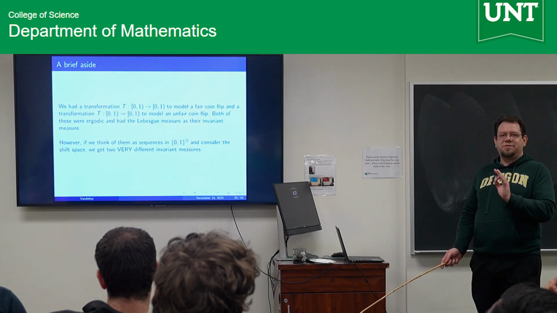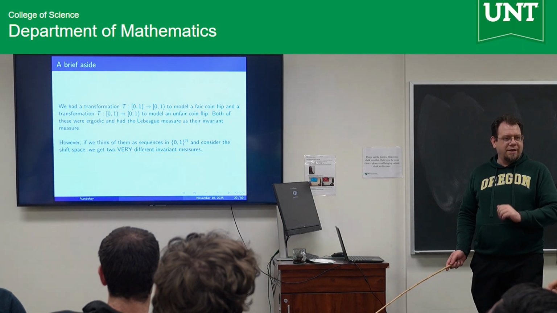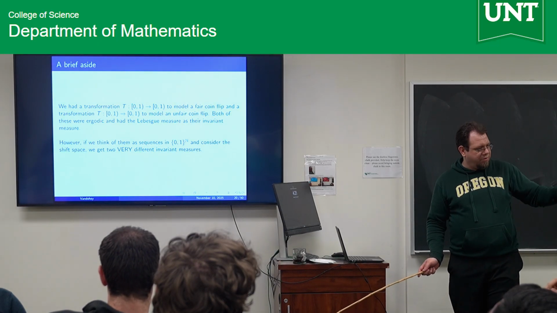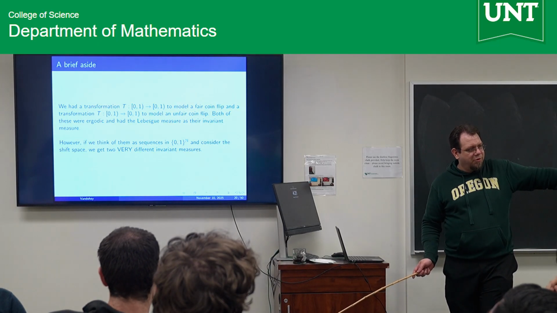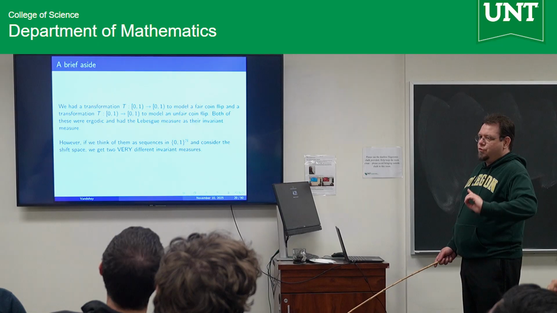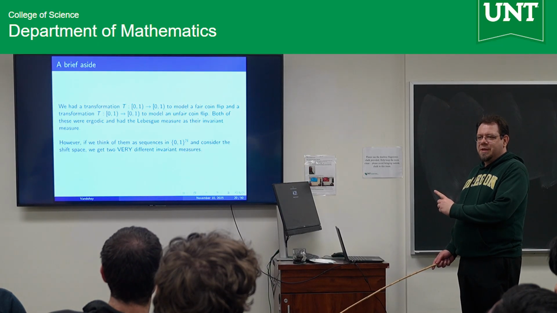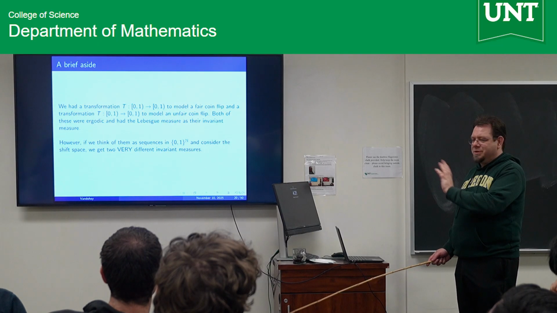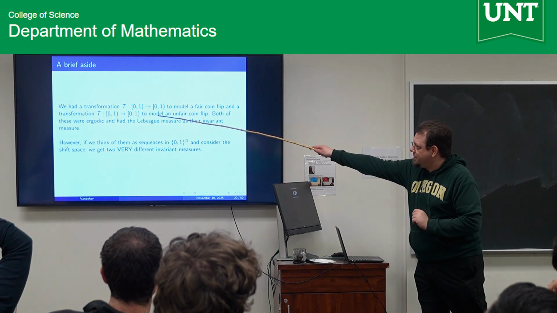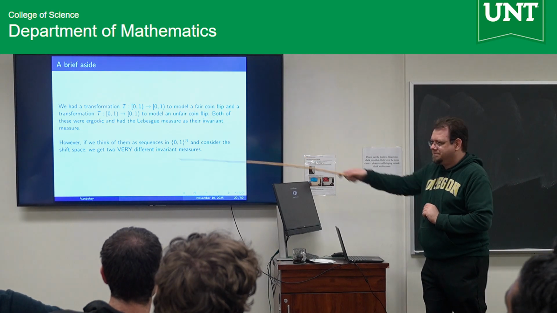However, if we think of them as sequences in {0,1}^N, so just think about the sequence part, don't think about the nice continuous dynamical part, then we get two very different invariant measures here. So if you're the kind of person who cares about invariant measures, please know that there's a big difference between modeling things this way and modeling things that way.